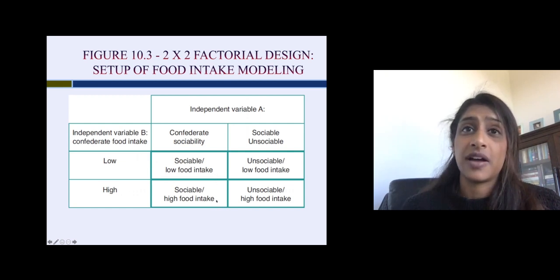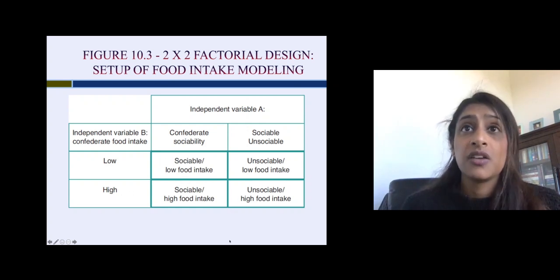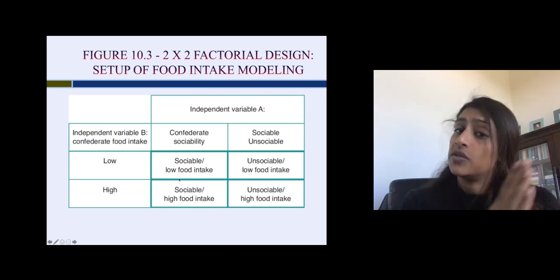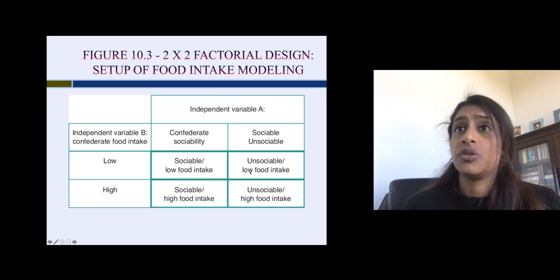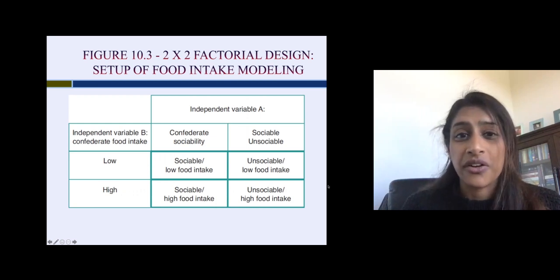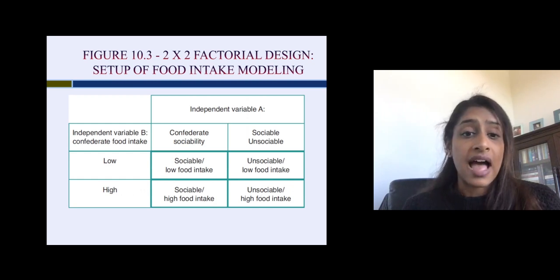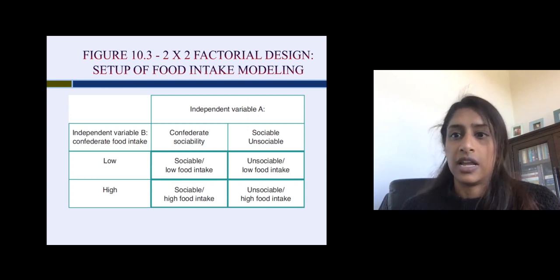Remember, when we get our values, we are going to add and then divide by 2 to get an average. When we look down, this will be our main effect for our independent variable A, which is how social our confederate is. We're going to do the same thing across, where we add these 2 columns and divide by 2 to get an average, and that is our main effect for the confederate food intake, whether they model high or low. We will then plot those values from our table and see if they overlap. If they do, we have an interaction. That means there's a relationship between each of our independent variables.